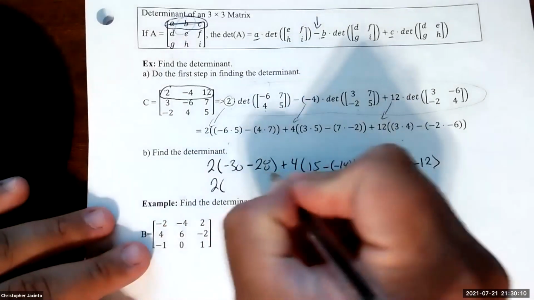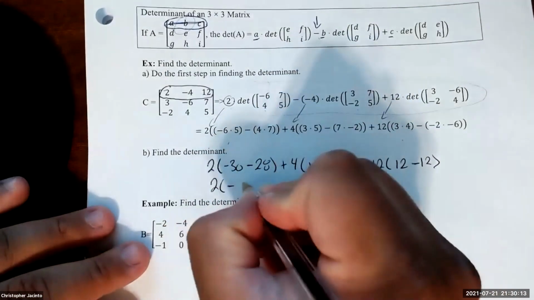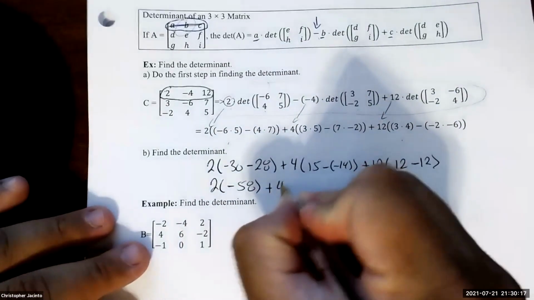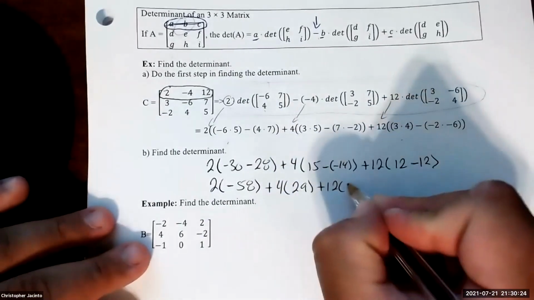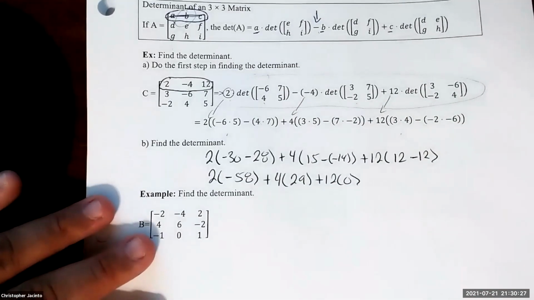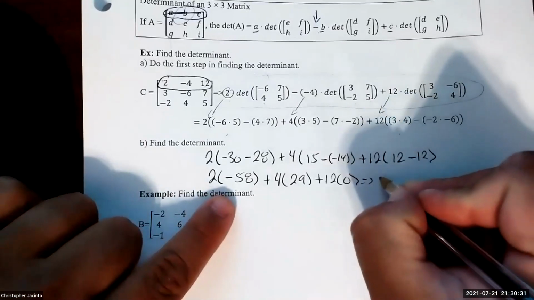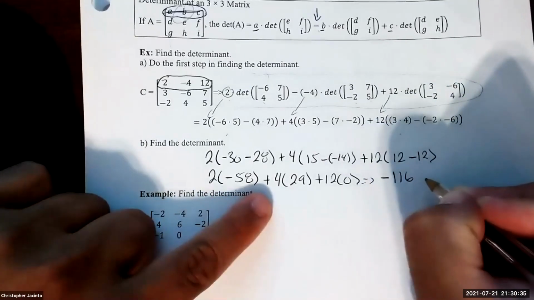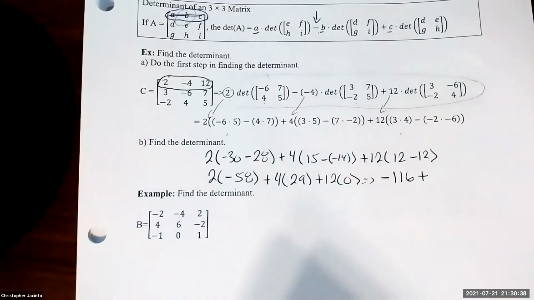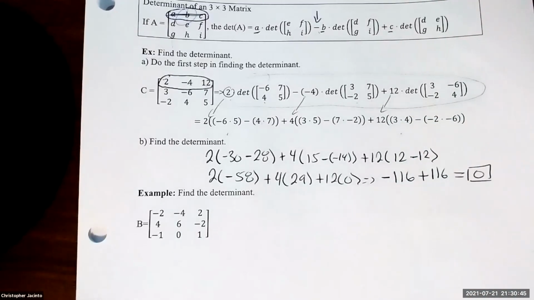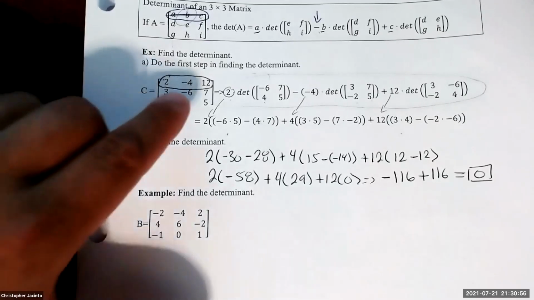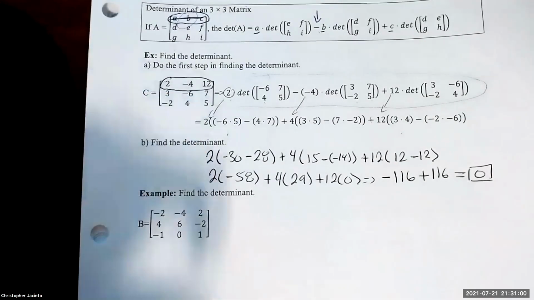Okay, so 2 times, this is going to be a big number, right? Negative 58, plus 4 times, this is positive, so this will be 29, plus 12 times, oh, that's nice, that's 0. And then multiplying this out gives you negative 116 plus, I don't know what that is, 116. Oh, look at that, gives you a fat 0. So the determinant of this matrix is 0. So all that work for a big fat 0. So a little bit more work to find the determinant of a 3 by 3 matrix.